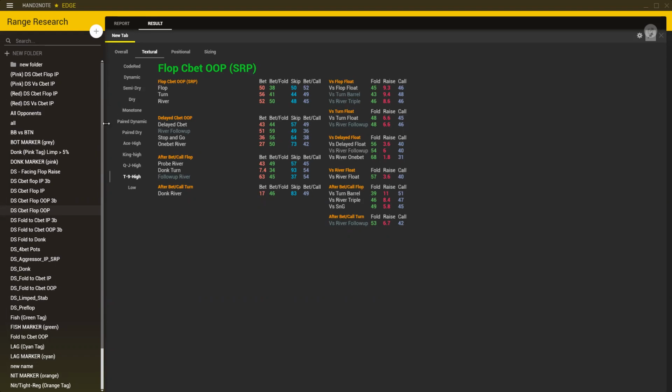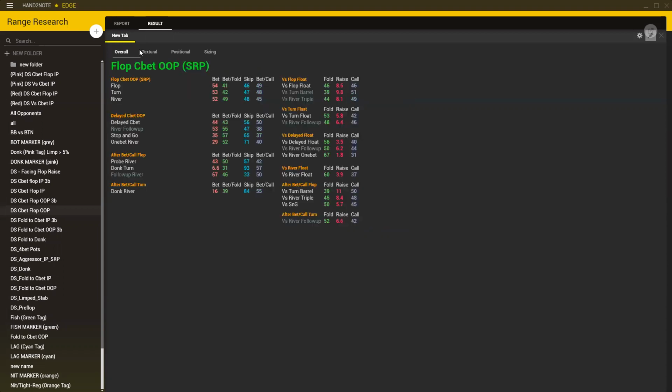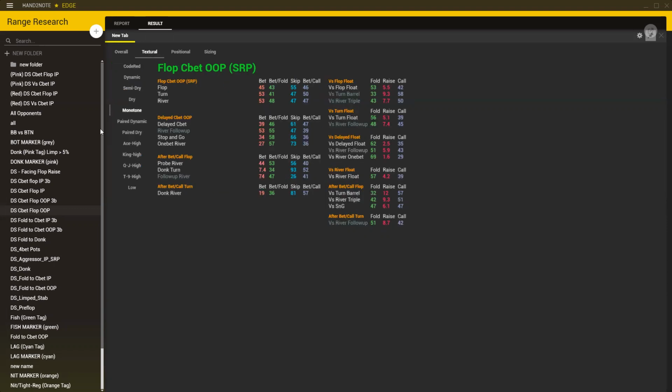So let's just have a look at some of the other textures. We'll start with monotone. Monotone's always the craziest, just in the sense that everyone just seems to overfold monotones at every part of the game tree. It doesn't really matter what the situation is. If it's a monotone, someone's probably overfolding. See, 56% fold. Again, just keep track of the average here, 53%. So you can see monotone's 3% above average.